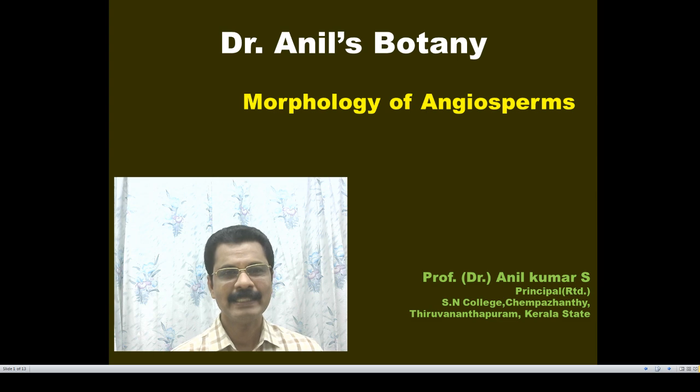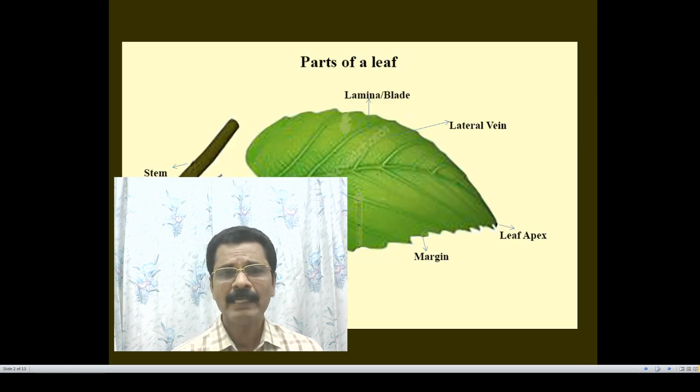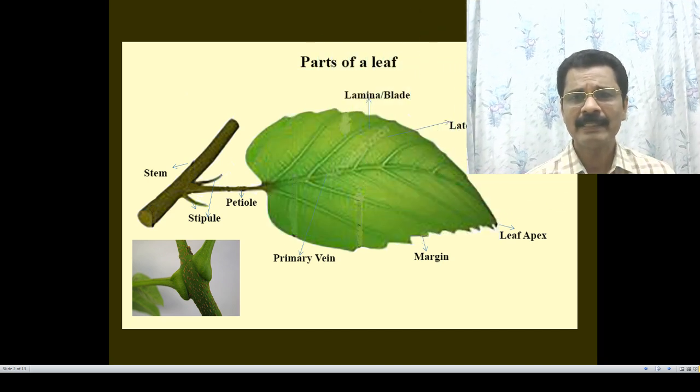Today, let us see the leaf. What is a leaf? Leaves are the lateral appendages of stem. It usually arises from the nodal portion of the stem.